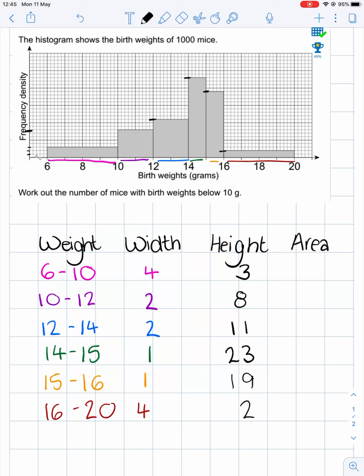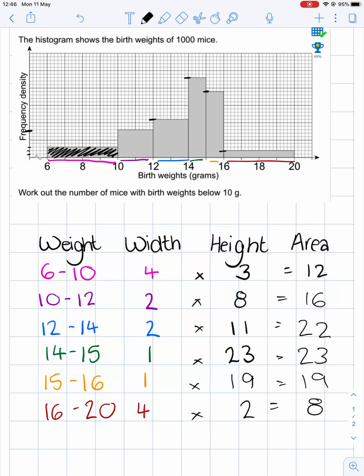We're going to work out the area. So the area of the first bar, 4 times 3, is 12. So we're saying that this area is 12. Okay, and we may have to revisit it because we've only assumed our heights. Next one, the area will be 16. 22, 23, 19 and 8. Okay, now if I add all of those up, this is supposed to be the number of mice in each section. That'll give me a total of 100 mice.